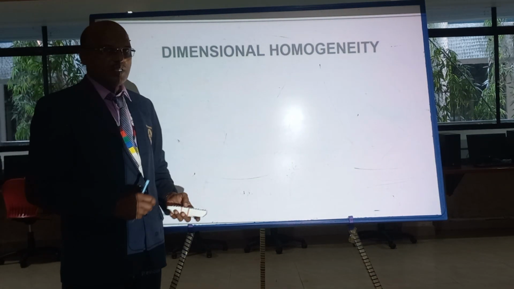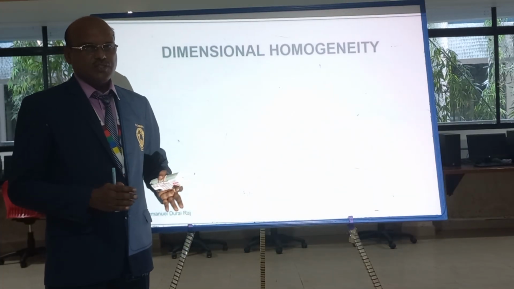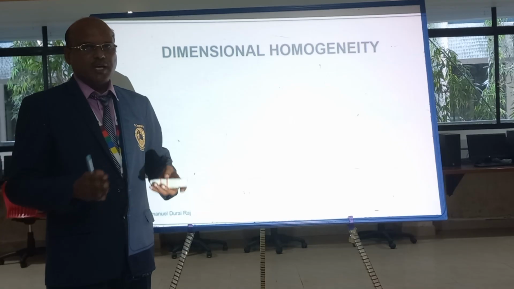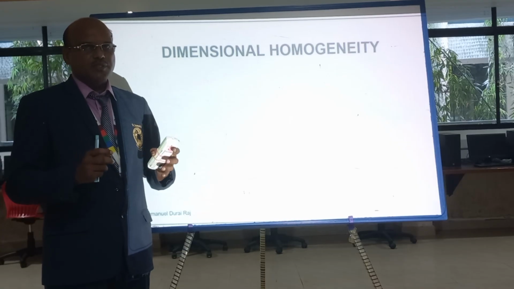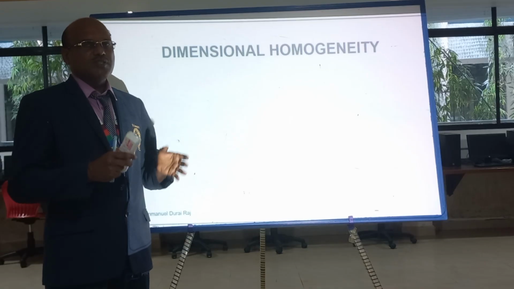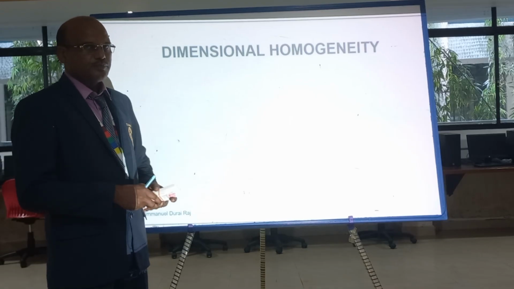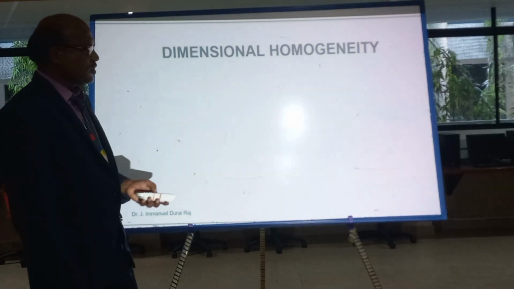Now we see another term, dimensional homogeneity. Initially I told you both sides have to be balanced. Right hand side and left hand side have to be balanced based on the fundamental dimensions. The powers of MLT on the right hand side should be equal to the powers of MLT on the left hand side. That's what you are going to analyze. So we'll see what dimensional homogeneity is.